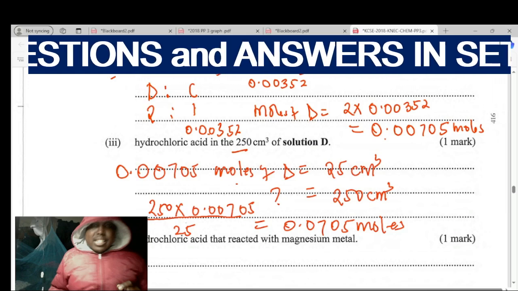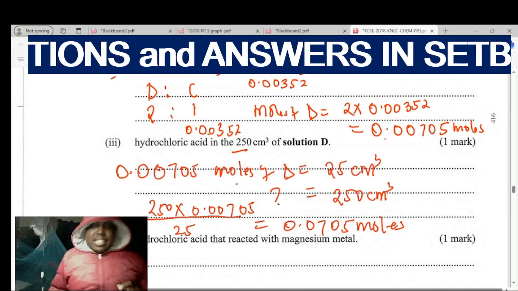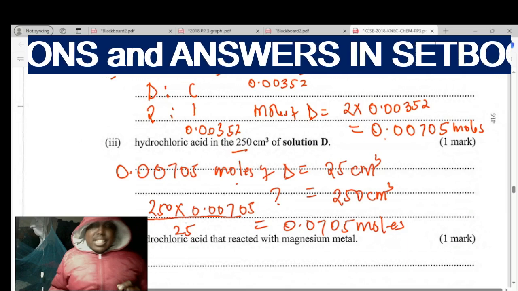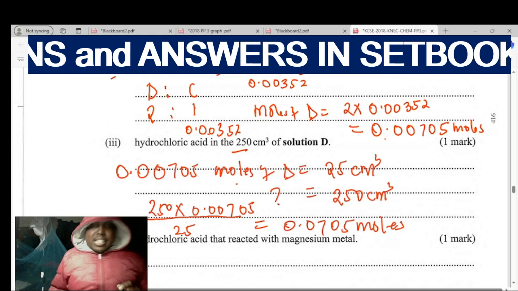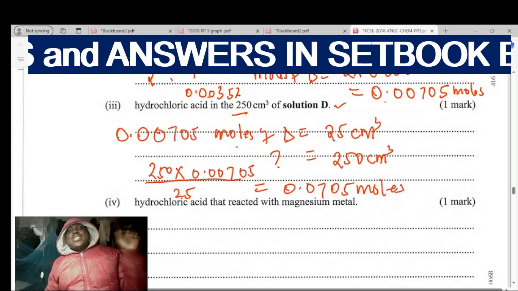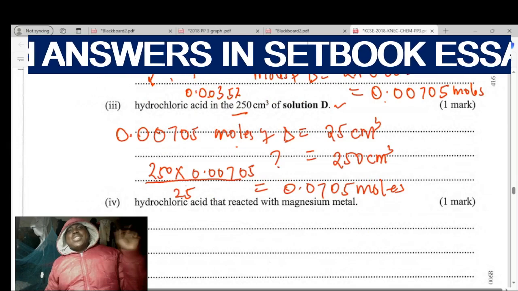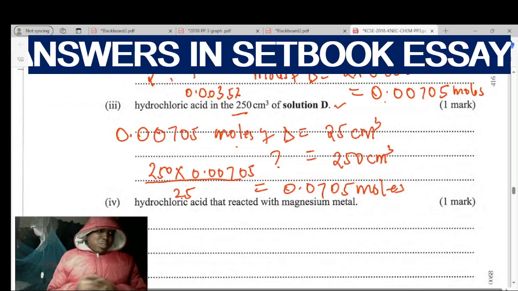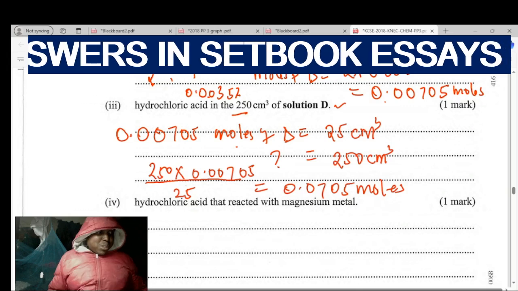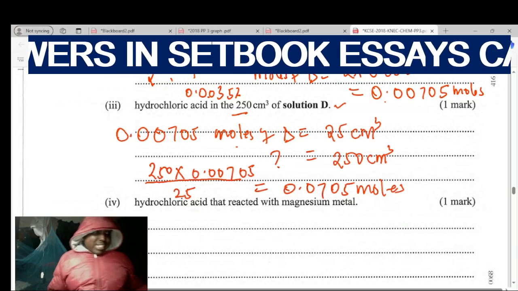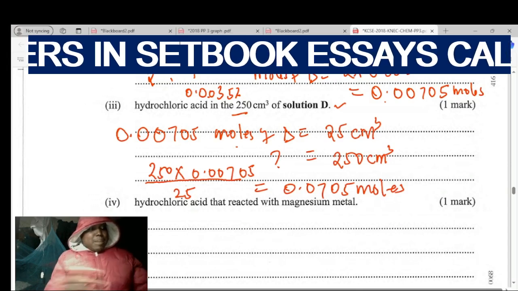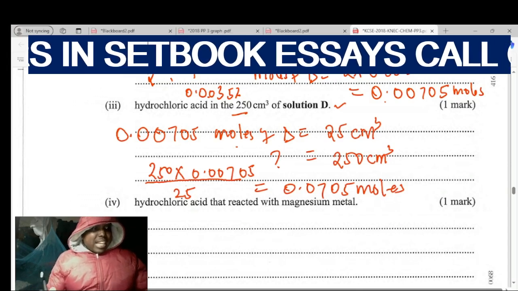Solution D. Now calculate the number of moles of the acid that reacted with magnesium metal. So now we are just asking about the magnesium metal that reacted at the start of procedure 1. And here there is information you need to know. The information you need to know is very important here. Remember, magnesium reacted with HCl in the ratio.